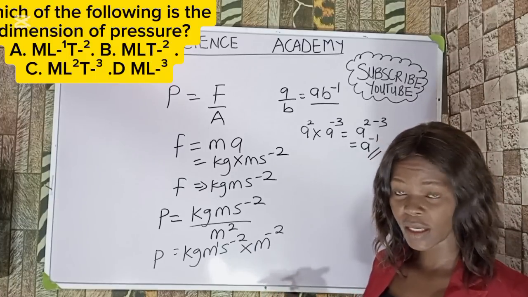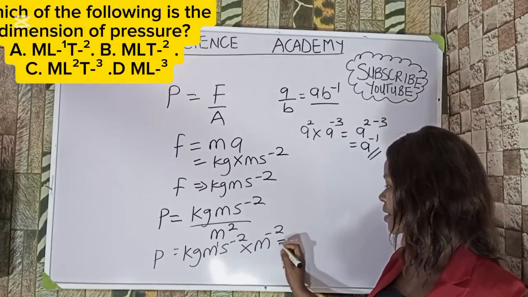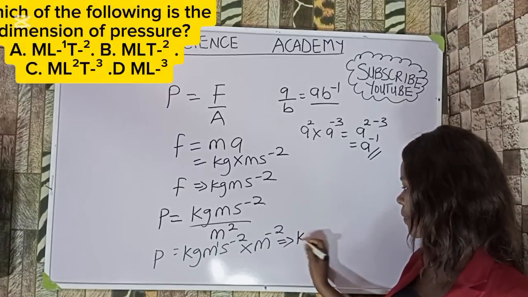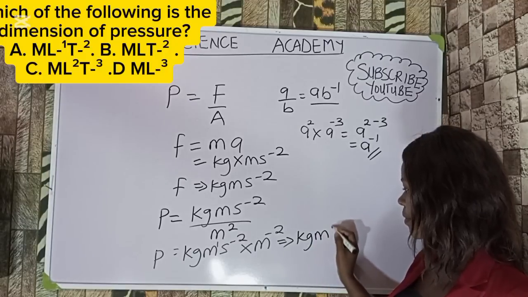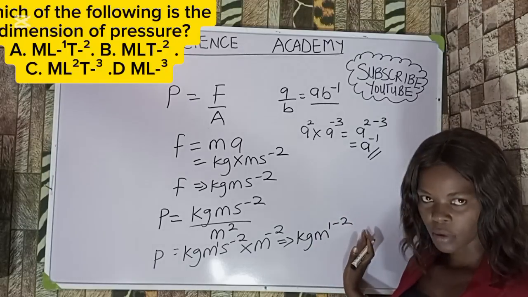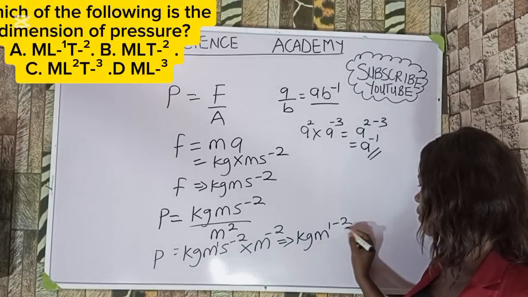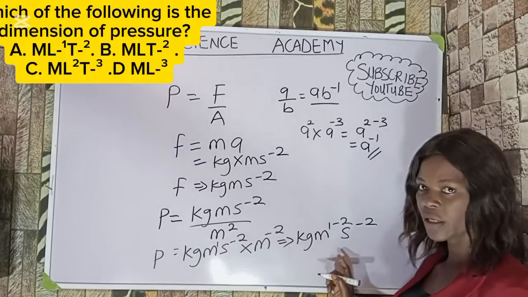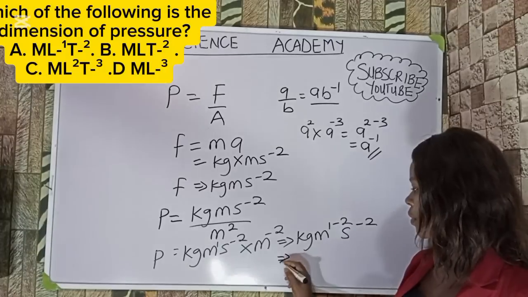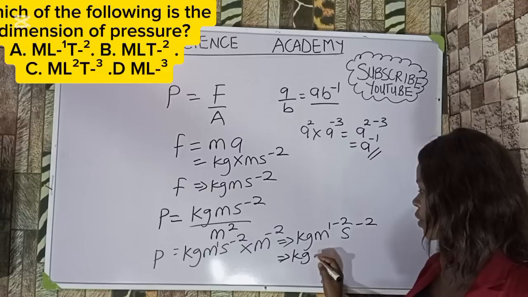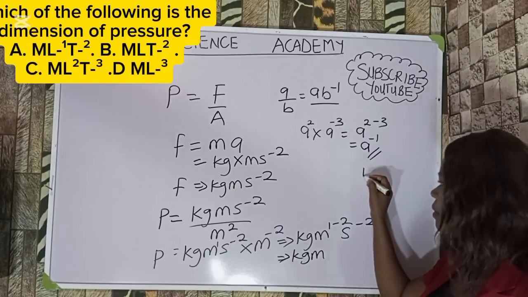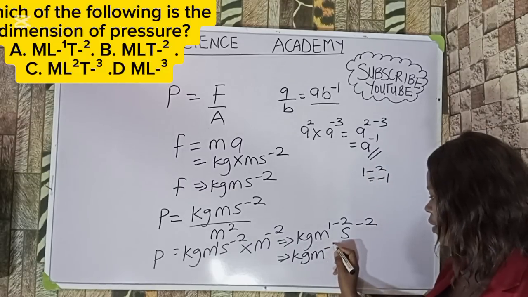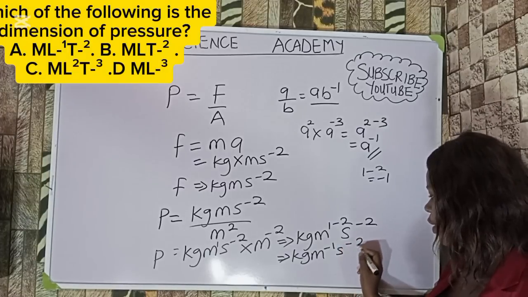So let's work it out, okay? By simply saying that this one is just kilogram on its own. We say kilogram m 1 minus 2. Hope you understand now. Okay, now per second square. Now let's work it out. So what do we have? We have kilogram 1 minus 2 is equals to minus 1, right? So this is minus 1 per second square.